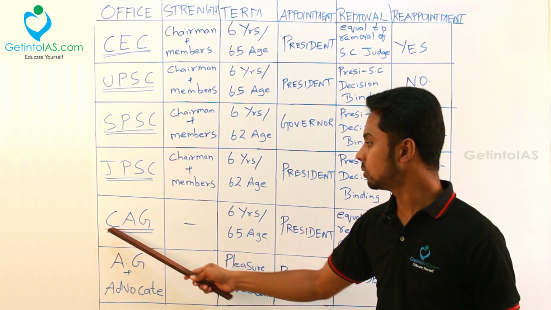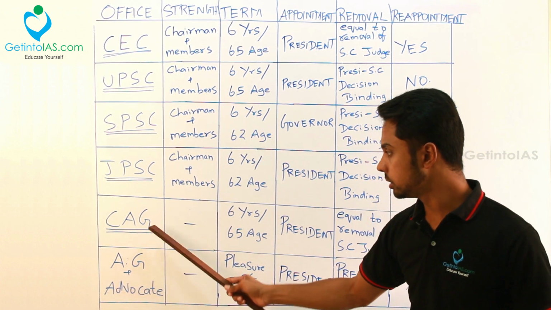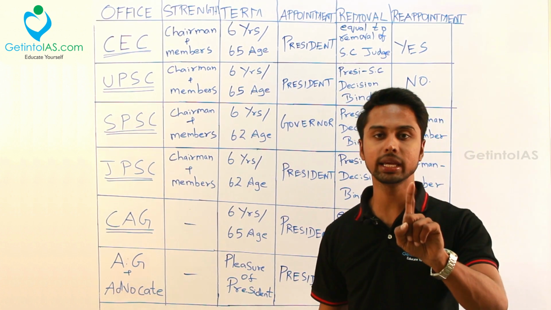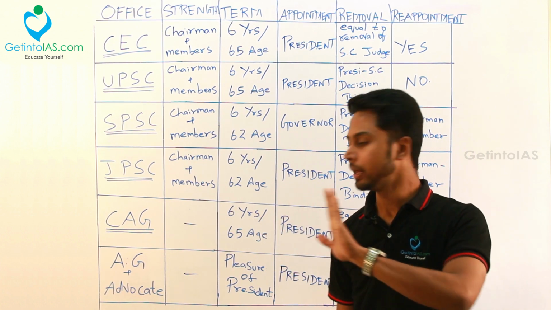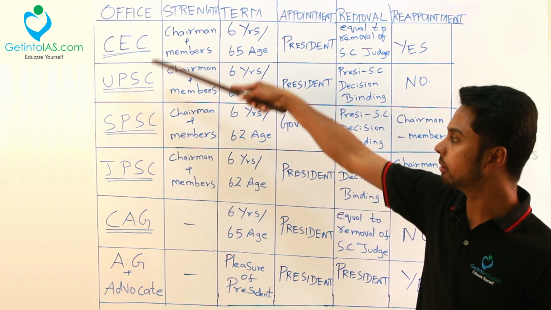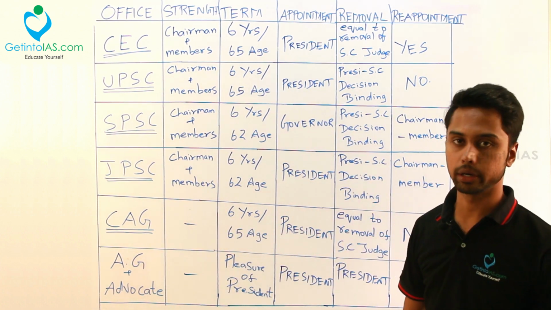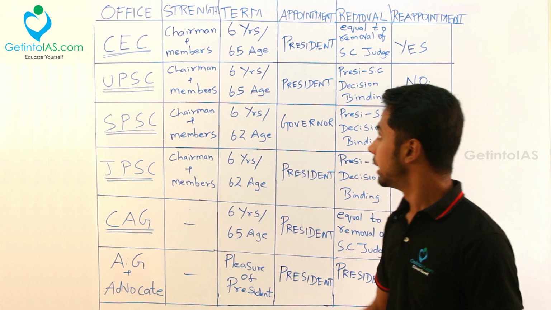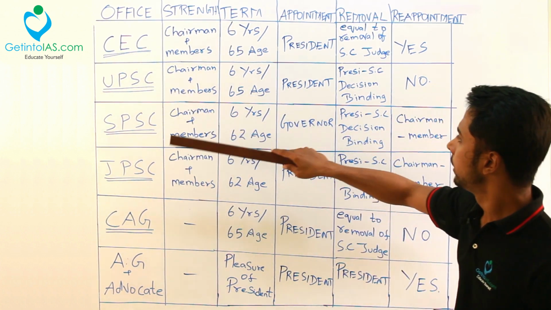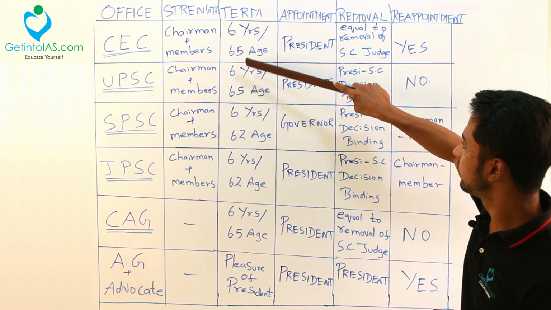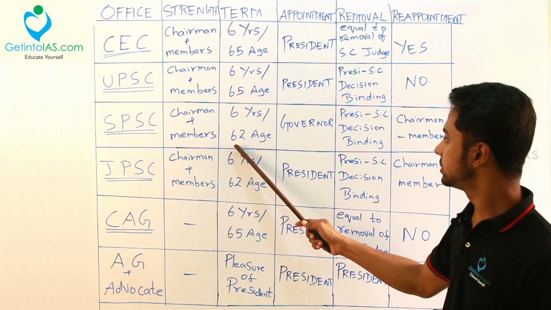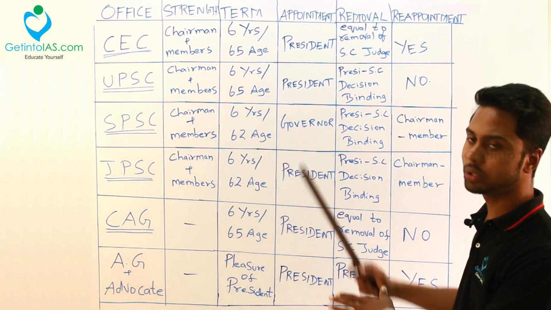With respect to the CAG and the Attorney General, both are single-member bodies. There is only one CAG for India, one Attorney General of India and one Advocate General. Earlier bodies are multi-member, and these two are single-member, so the strength is only one. Next, the term, which means tenure. For the Chief Election Commissioner and UPSC, it is 6 years and 65 years of age, both the same. Since it is state, the age changes here to 62. What is meant by 6 years and 62 years of age?